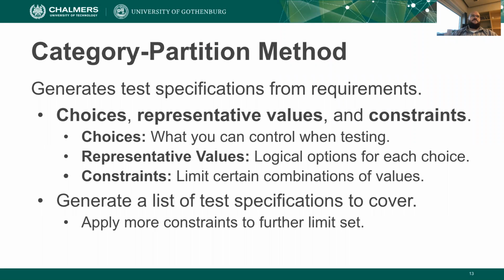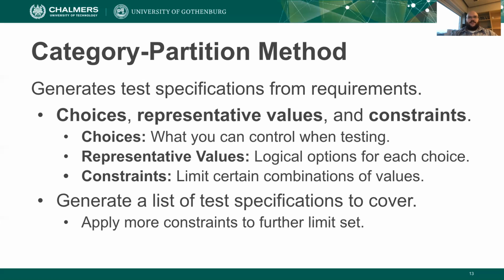So category partition method is a method of generating your list of test specifications, those abstract recipes. And it simply adds a small number of additional steps in the process we discussed last class. So for our independently testable function, you identify your choices, your representative values, and then a series of constraints. And the constraints are the new thing, right? So the choices and representative values we talked about last time, what you control when you're testing, and then the options you choose for those choices.